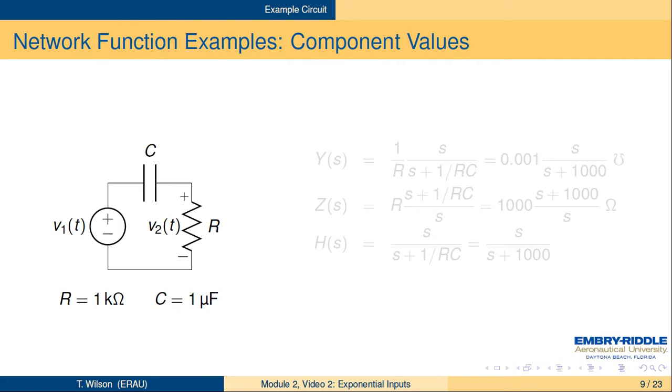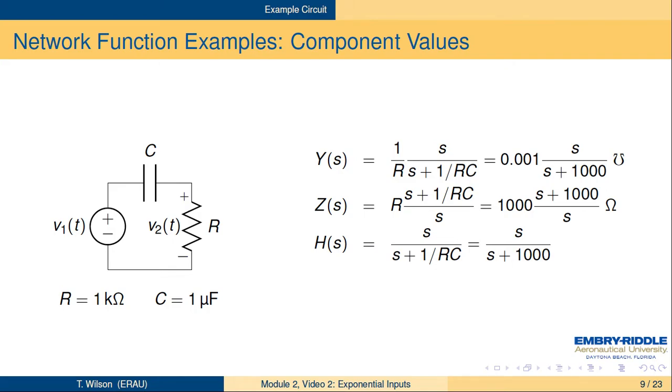Let's put some component values in here. Say you have a 1 k ohm resistor and a 1 microfarad capacitor. Then the admittance is 0.001 times S over S plus 1,000 mhos or Siemens. The impedance is 1,000 times S plus 1,000 over S ohms, and the transfer function is S over S plus 1,000.